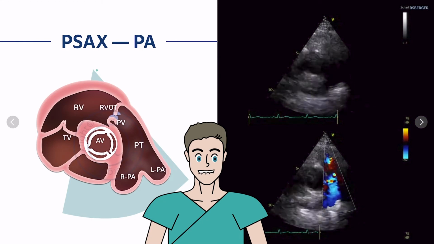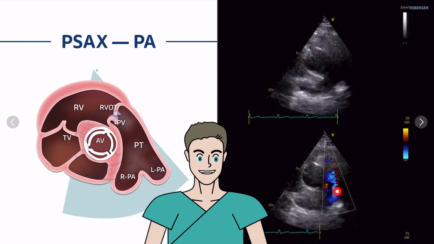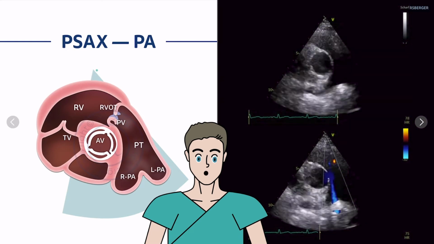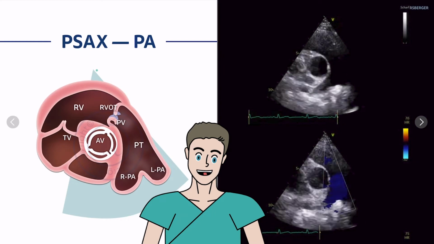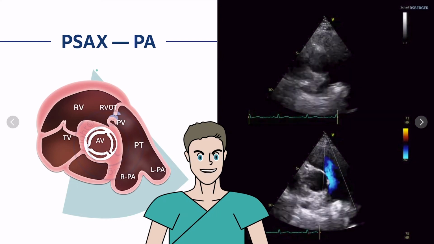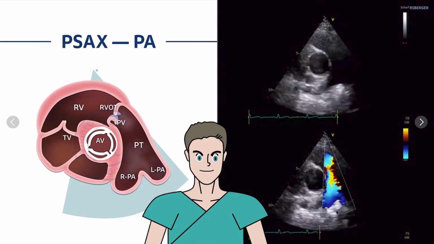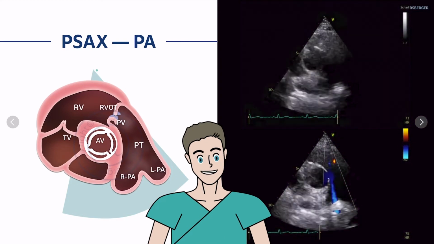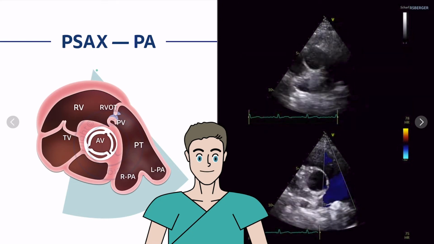Additional information is provided by color Doppler. We do see a normal blood flow into the right and left pulmonary artery. We do see that there is a trivial pulmonic regurgitation, which actually is a normal finding. Furthermore, in this view, you can measure the pulmonic trunk or even the pulmonic arteries to see if they are dilated and if there is indirect information that pulmonic pressures might be elevated.